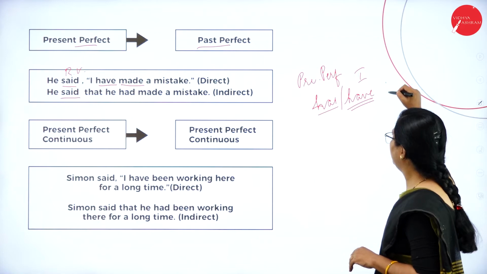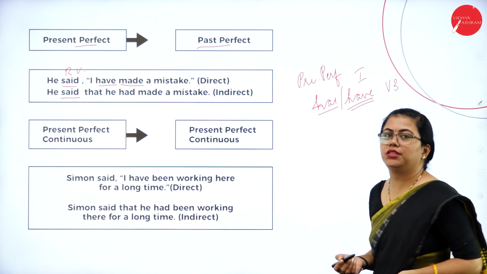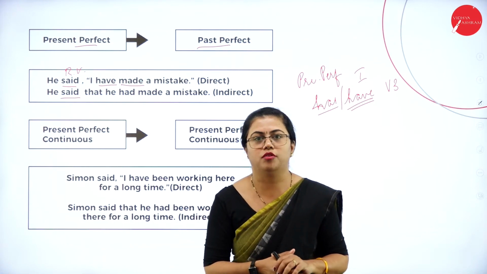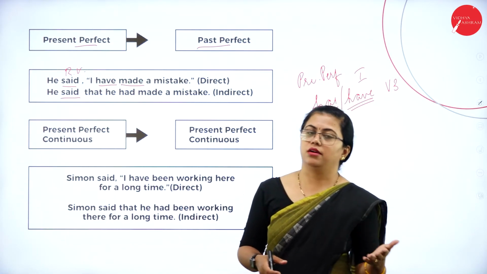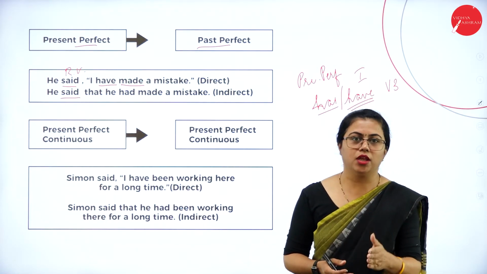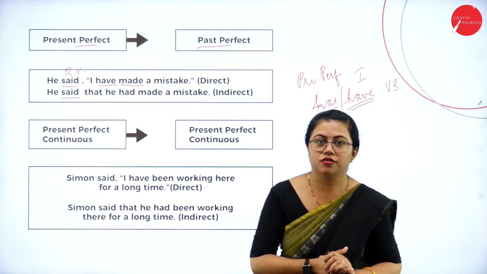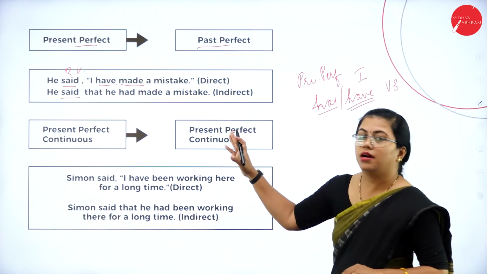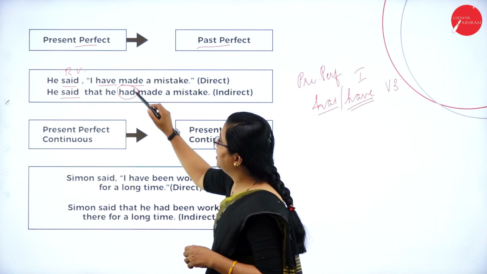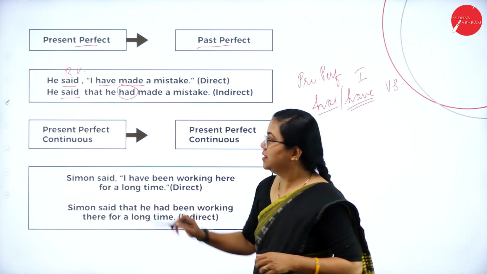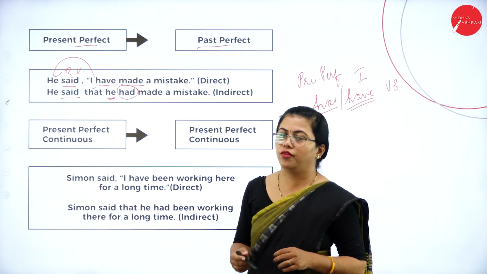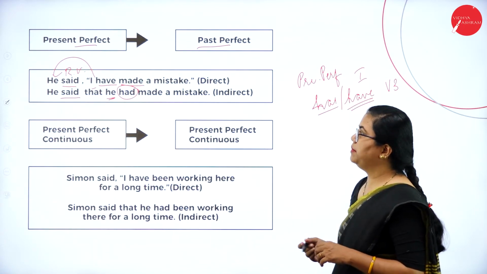Fine. Then the V3 form of the verb. What is V3 form of the verb? Write, wrote, written. So that written is the third form of the verb. For a few verbs, V2 and V3 are the same. But for a few verbs, V2 and V3 are different. For irregular verbs, V2 and V3 are different. Fine. So here, let us understand. Have made shows that it is present perfect tense. So here, it will change to had made. Have is changed to had. This I refers to he. So, here I have used he. Fine. He said that he had made a mistake.